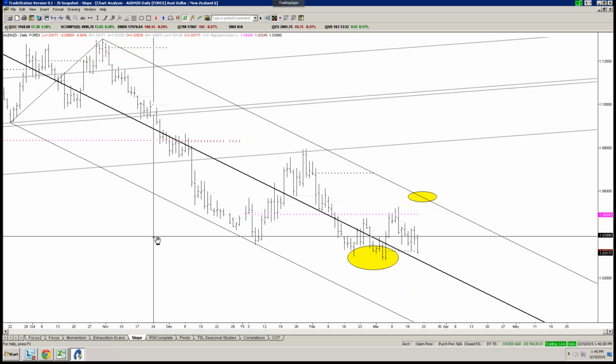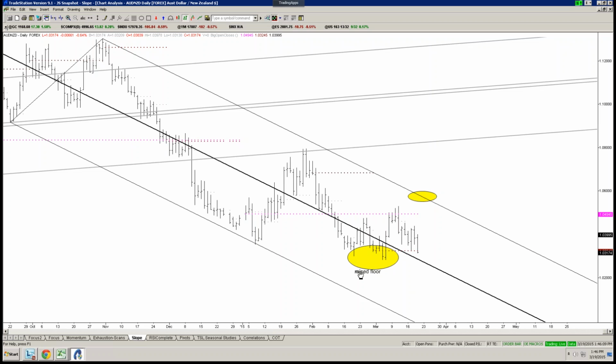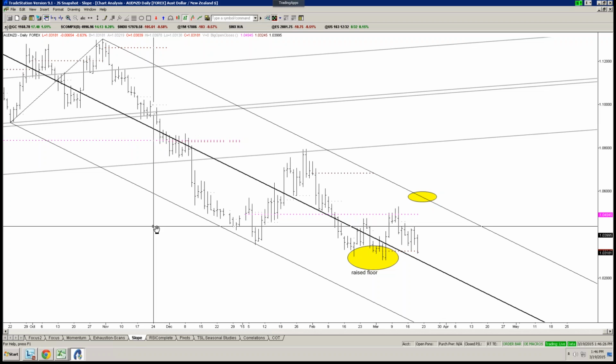And I just talked about this with the other pairs, but this was a raised floor here. So the trade had a lot of things going for it. You know, it just didn't work, right? You can have all the information in the world lined up, and it just doesn't pan out. But I want to keep my eyes on Aussie Kiwi as we progress over the next few weeks, because I do think there'll be a great opportunity here.